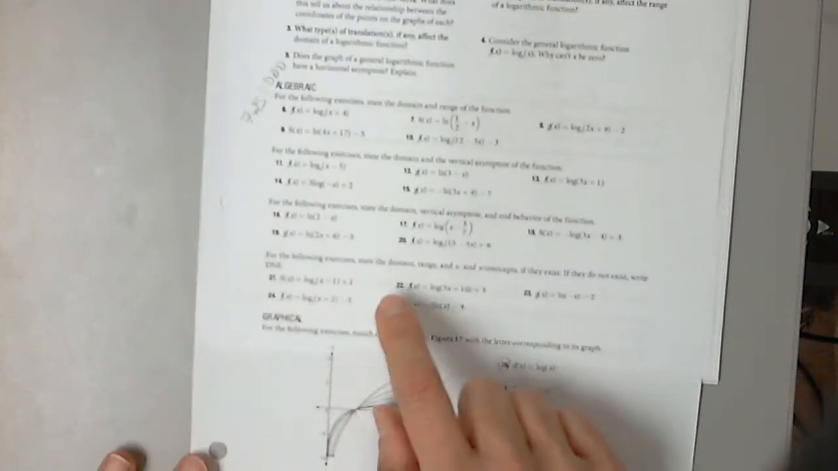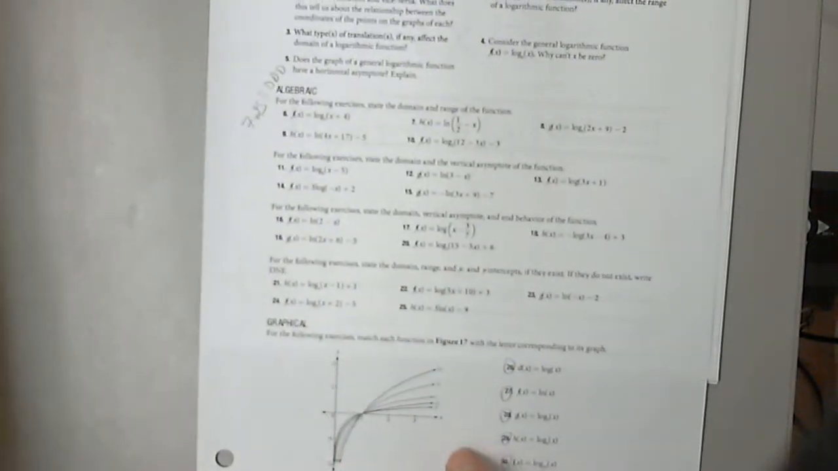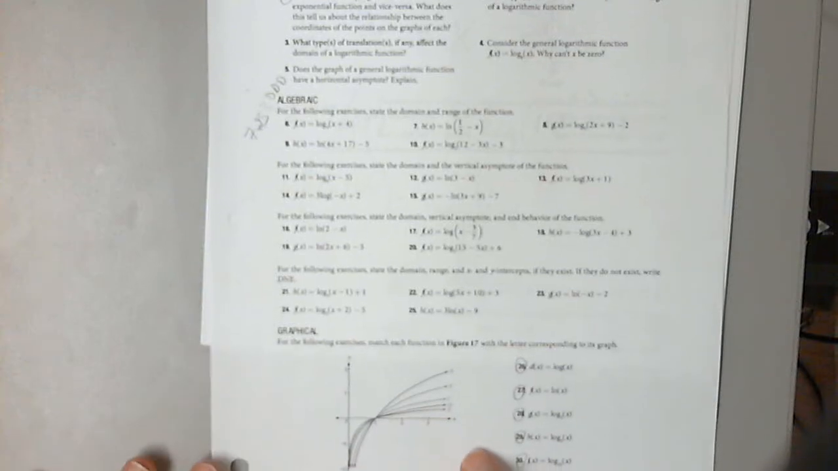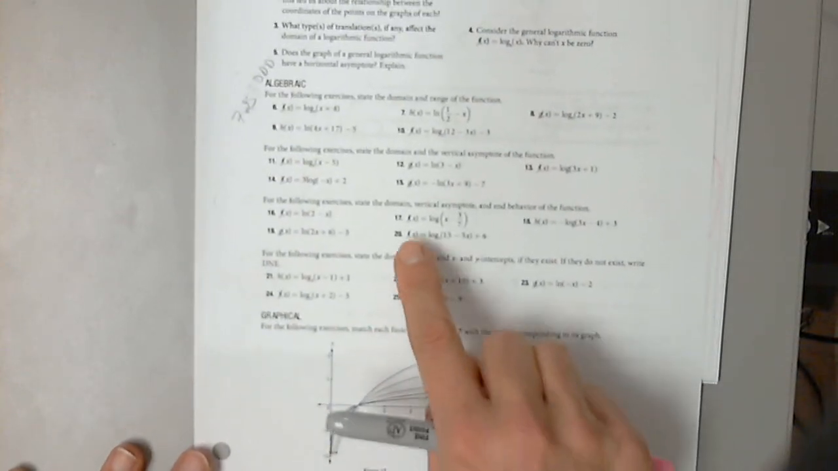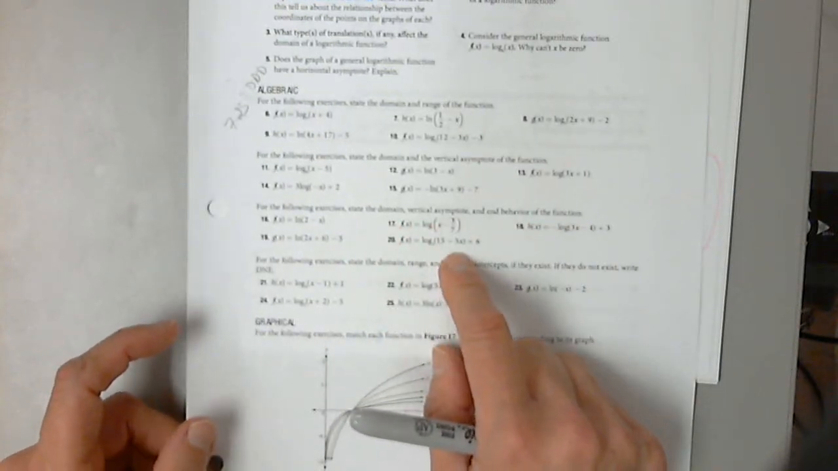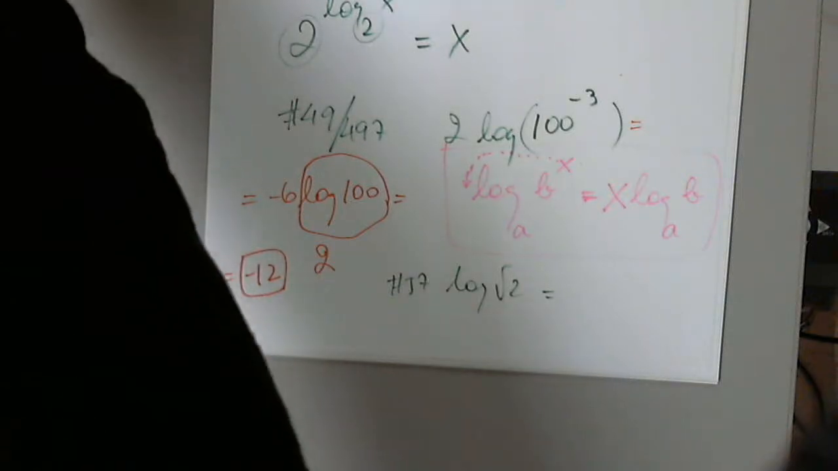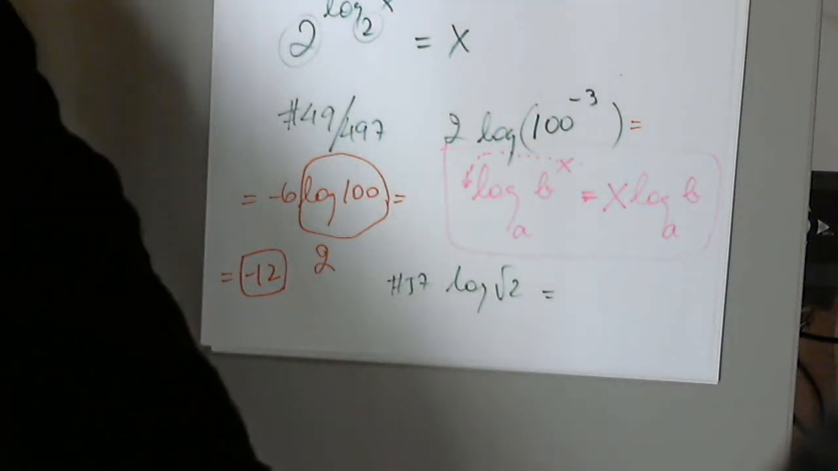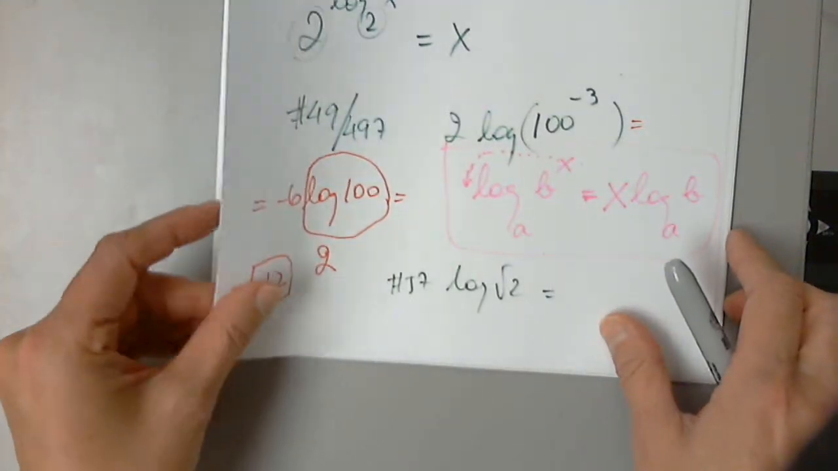So please choose. 20. Which one? 20 it is. 20 you said? I can't see it clearly. Is it 20? The last one? Yeah, it's 20. This one? Very good. Here they want the domain, vertical asymptote, and end behavior of the function. Great job. Perfect. So let's take a look. 20 on page 513.